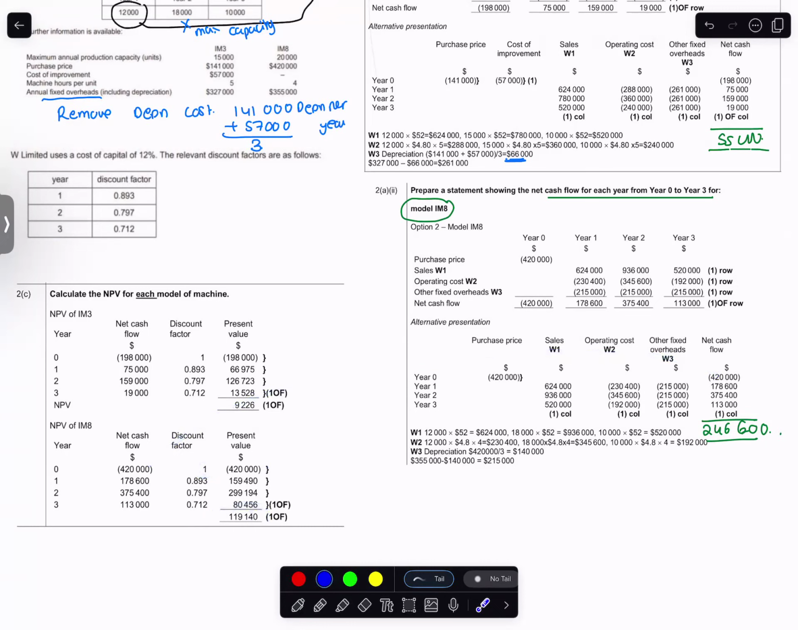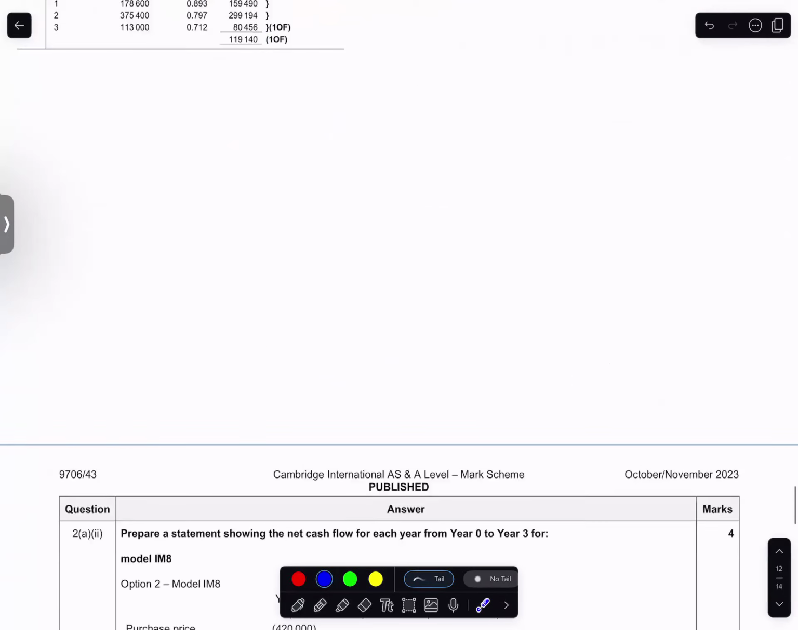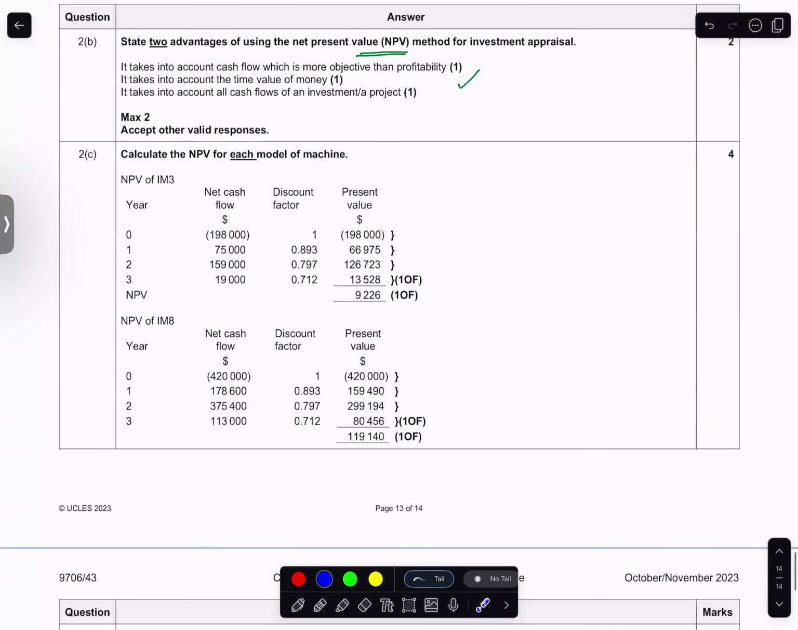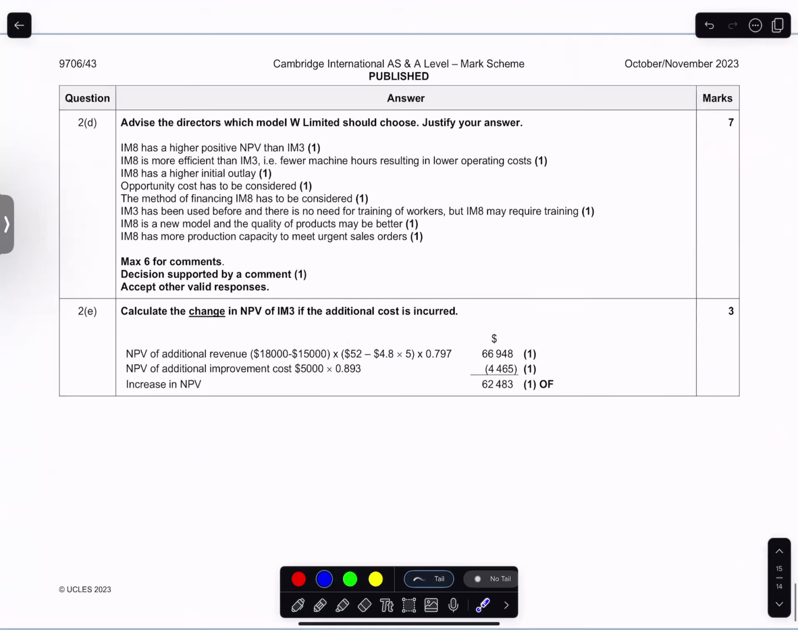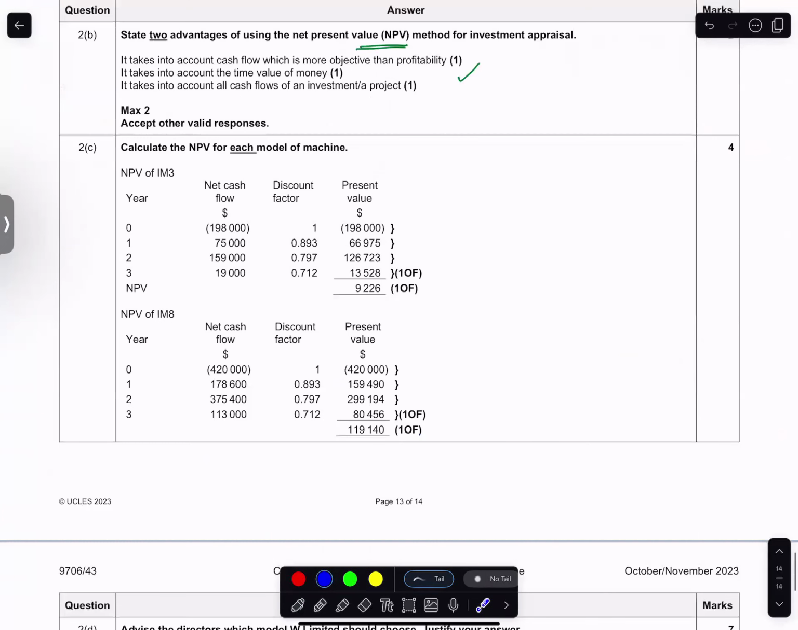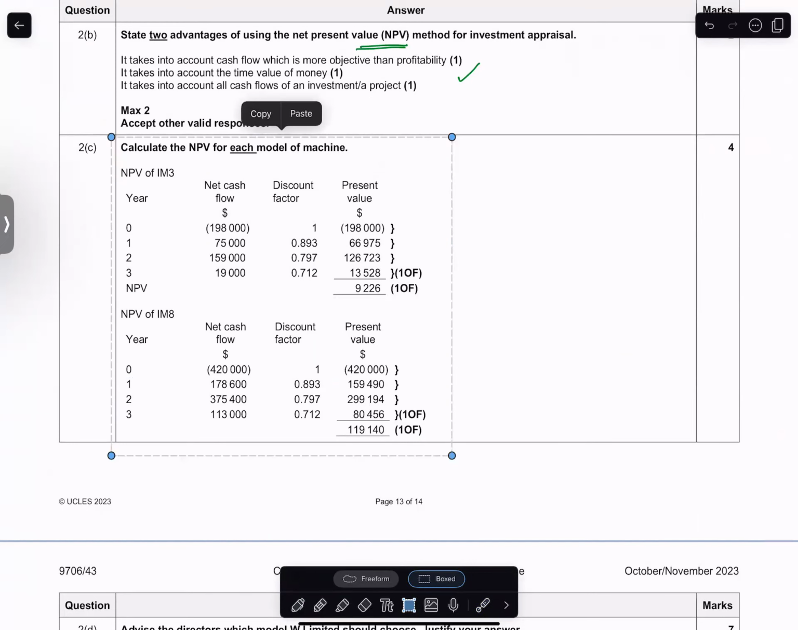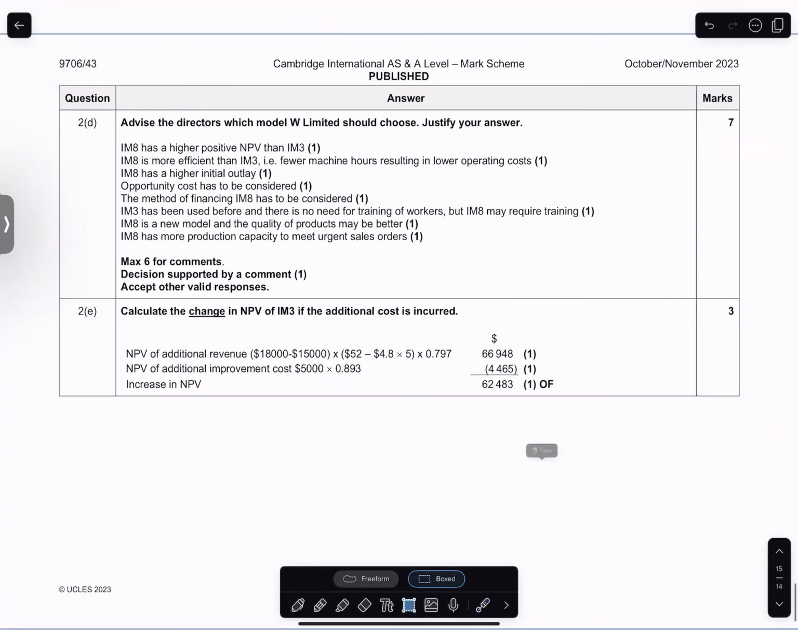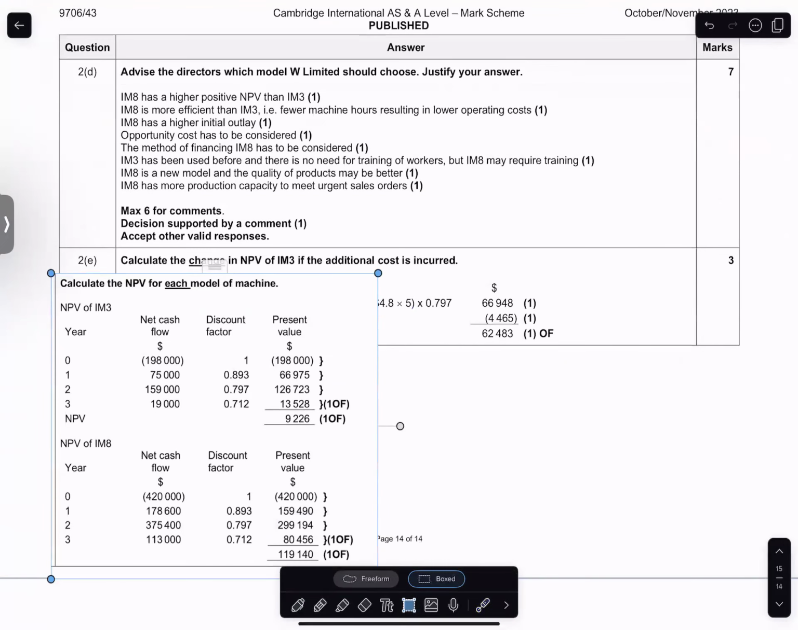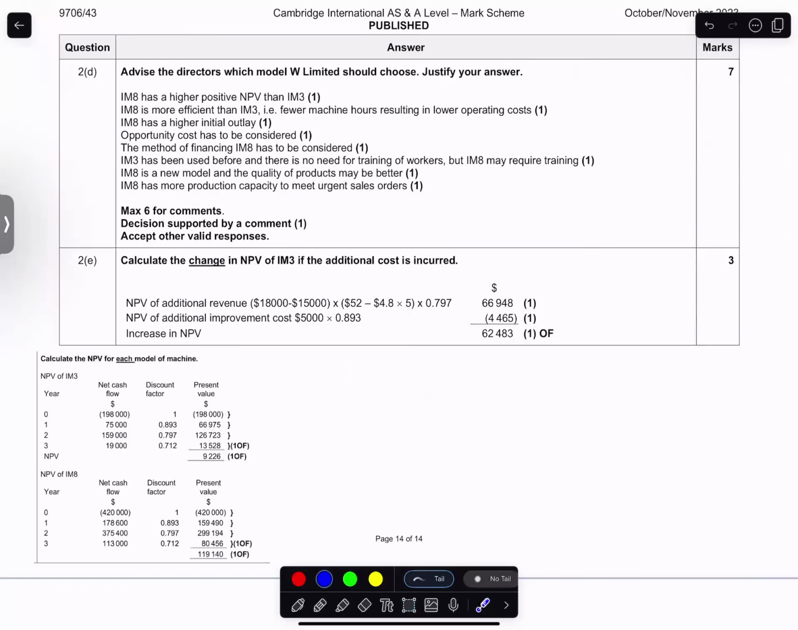Correct? Yeah. After that, what have they asked you to calculate? Advise the directors which model you should choose. Can you give me the advice, please? One sec, I'll have to refer to the phone. Okay. So if you take the NPV into consideration, they should pick IM8, the new machinery, because it has a greater net present value than IM3.